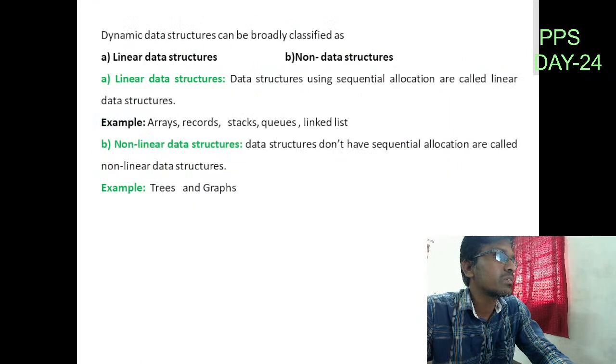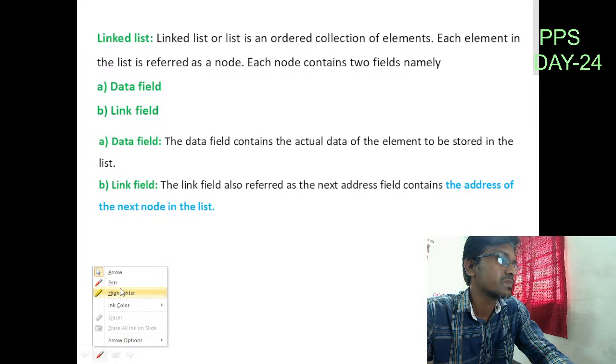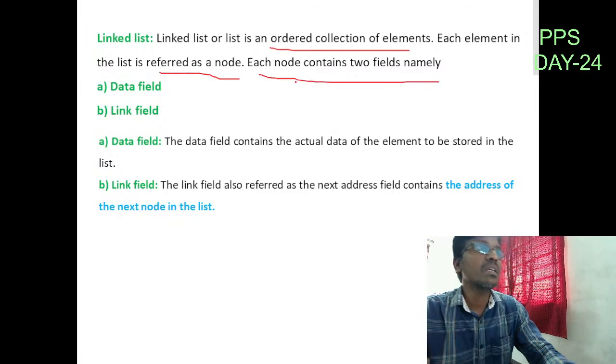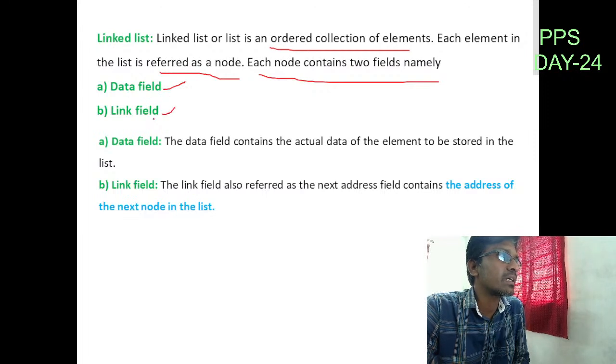So that is what we discussed in the previous class, and also in day 23 we are going to discuss linked lists. So what is a linked list? A linked list, or list, is an ordered collection of elements, and each element in the list is referred to as a node, and each node contains two fields. What are they? It contains a data field and it contains the address of the next node, or link field.